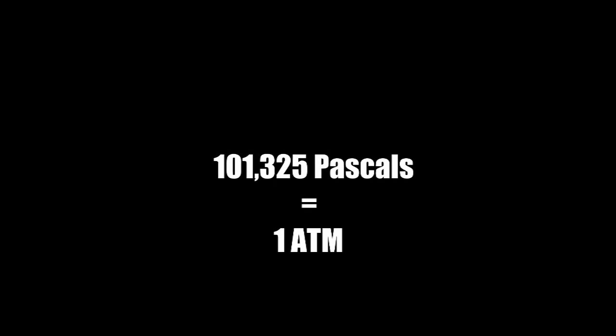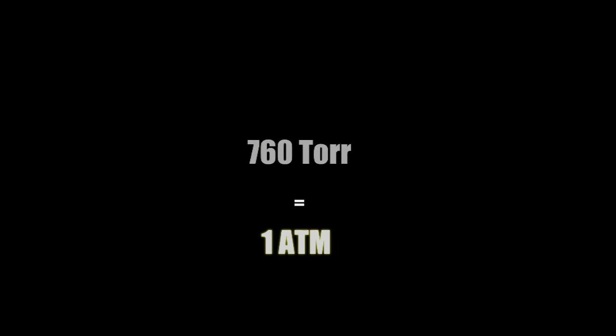101,325 pascals is equal to about 1 atm. However, in laboratories, it is more convenient to use the unit of torr, as the atmosphere is very large and it is very difficult to use pascals. 760 torr is equal to about 1 atm. A torr may also be referred to as millimeters of mercury because they are the same thing.